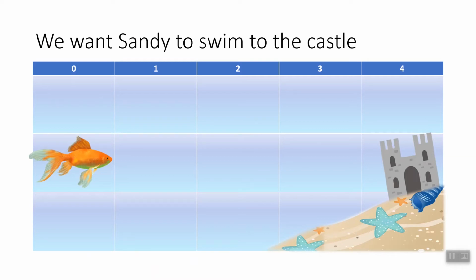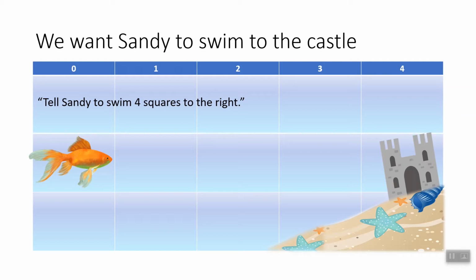When writing code, you'll generally define all your variables and objects at the top. These are the things that you'll be using or commanding later on in your code. We'll start with an example. Say we have a goldfish named Sandy, and we want to move them to their castle. In pseudocode, this would be tell Sandy to swim 4 squares to the right.